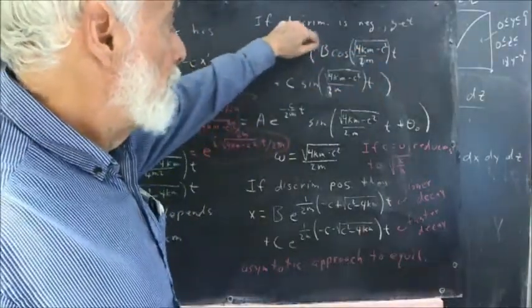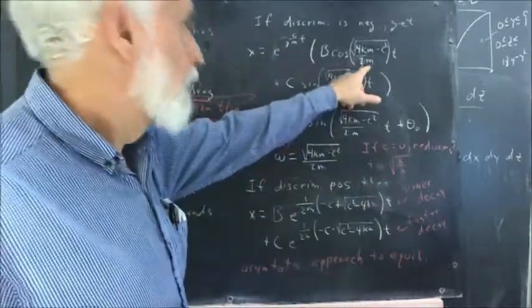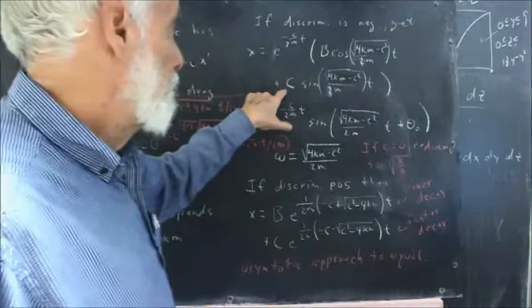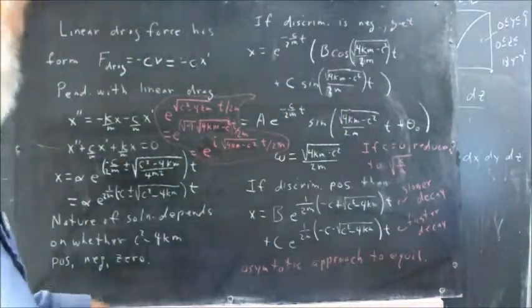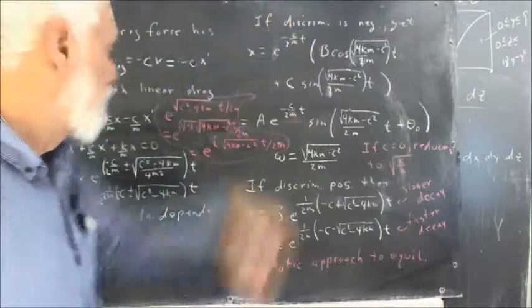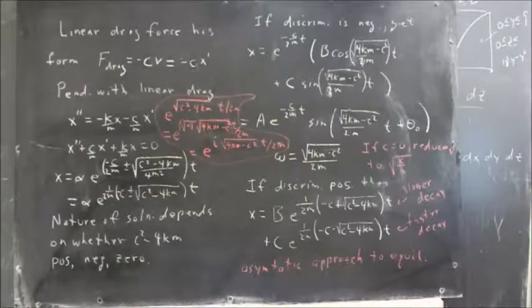So we have some multiple of the cosine of the square root of 4km minus c squared over 2m, and the sine of the same thing, multiplied by another constant. We've already factored out the e to the negative c over 2m times t, which can be done in a very straightforward manner that I'm sure everybody can understand. Of course, if you have questions, let me know. Okay.